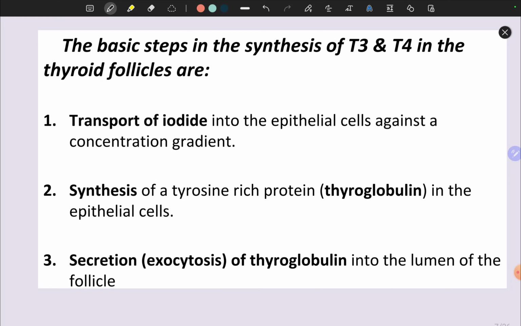Then later, synthesis of tyrosine, as we said, of thyroglobulin from protein in the cell.